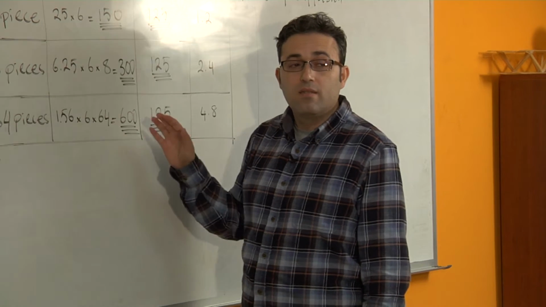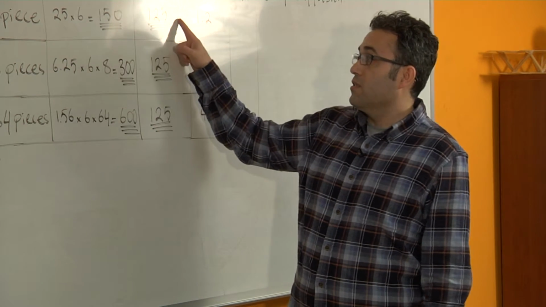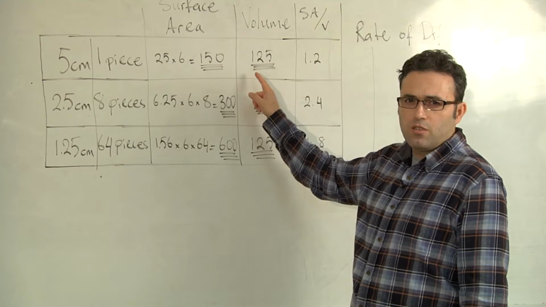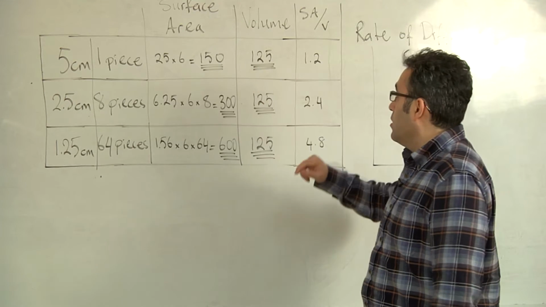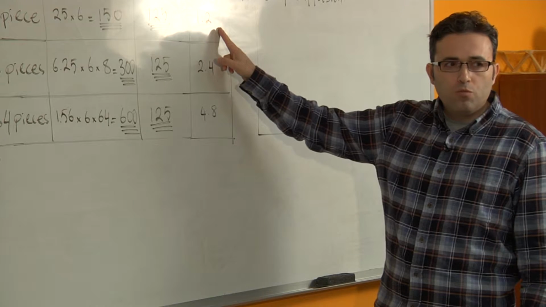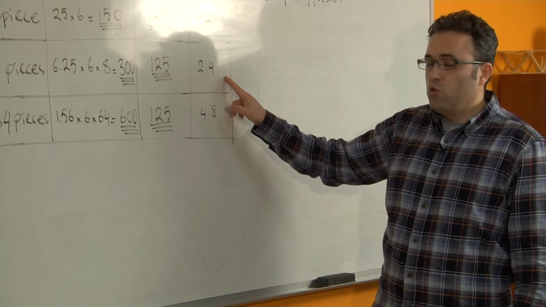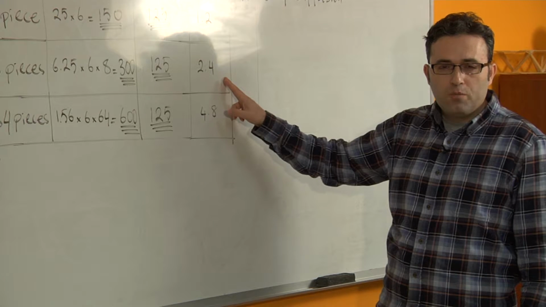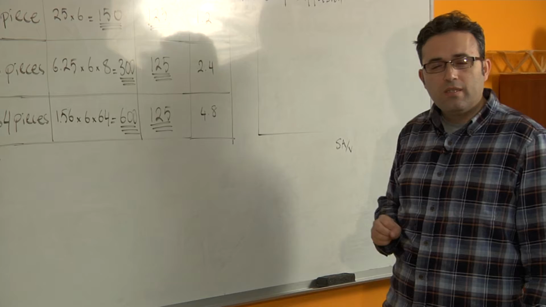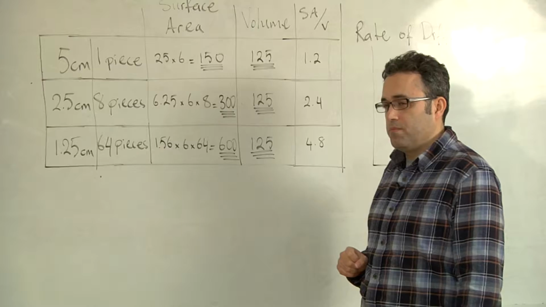If you do the math and calculate the surface areas, and volumes are the same for each of the cubes because they're identical cubes, the surface area to volume ratio would be 1.2 for the whole cube, 2.4 for the cube that is divided into 8 pieces, and 4.8 for the cube that is divided into 64 pieces.